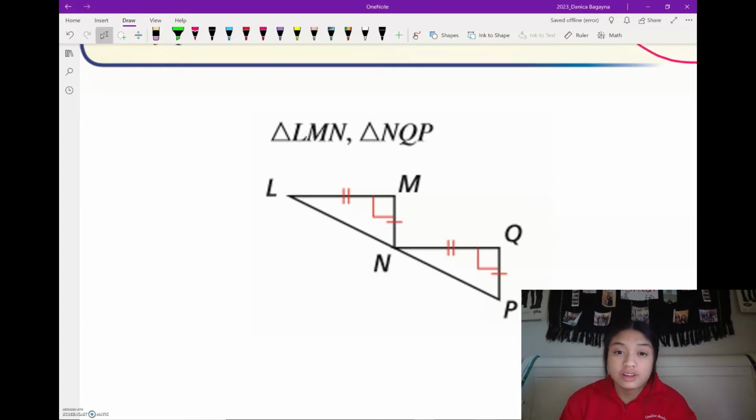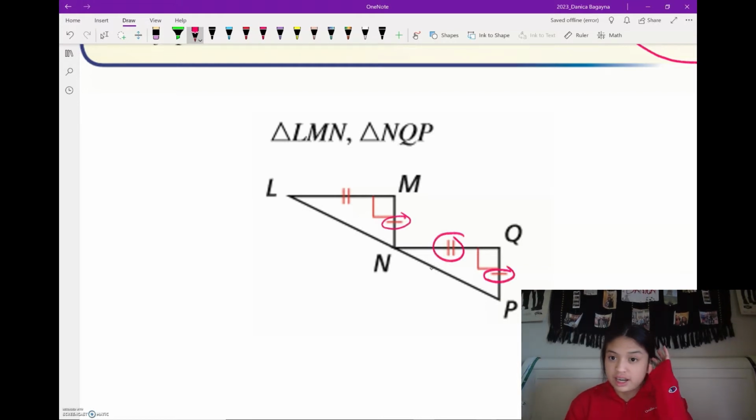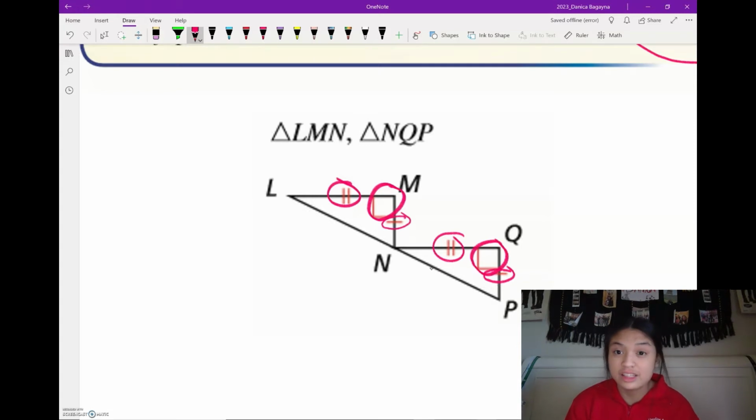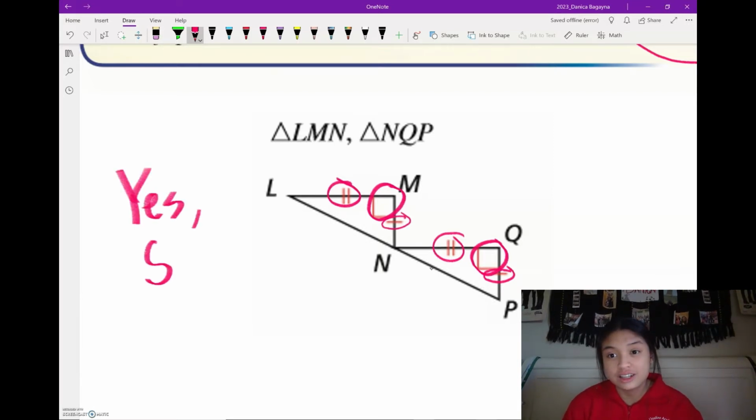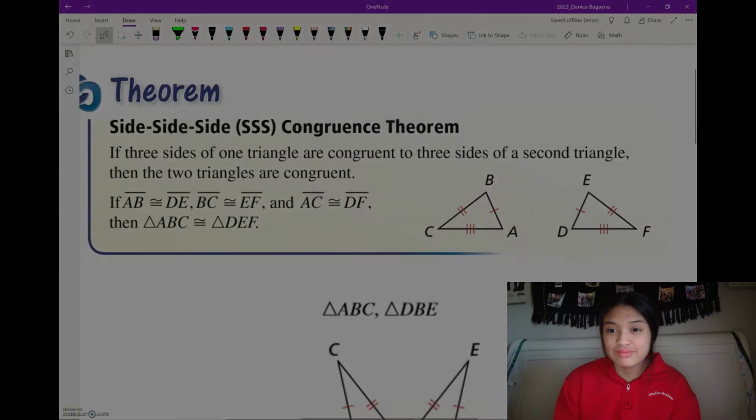So here we have two right triangles. Two of the sides are congruent, as you can see by the signs, and since both triangles are right triangles, the angles have to be congruent since they are both 90 degrees. Therefore, yes, these two triangles are congruent by the SAS theorem because two sides of one triangle are congruent to two sides of the other, and the angles in between them are congruent. Yay! On to the next theorem.